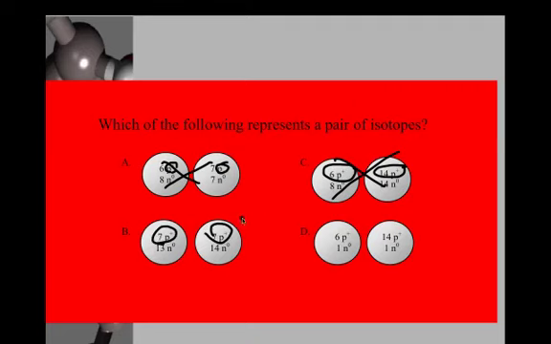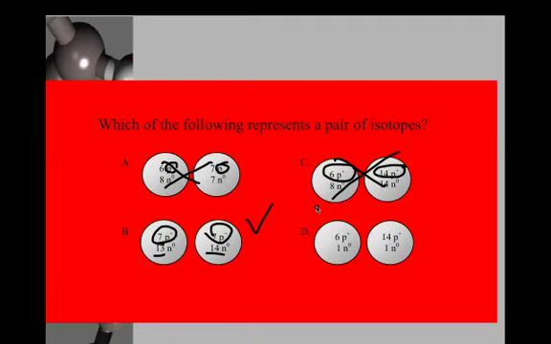So if the protons are the same, the next part is that the neutrons have to be different from one another. Not different from the number of protons, just different from one another. So how many neutrons? We have 13 and we have 14. Okay, so those are isotopes.